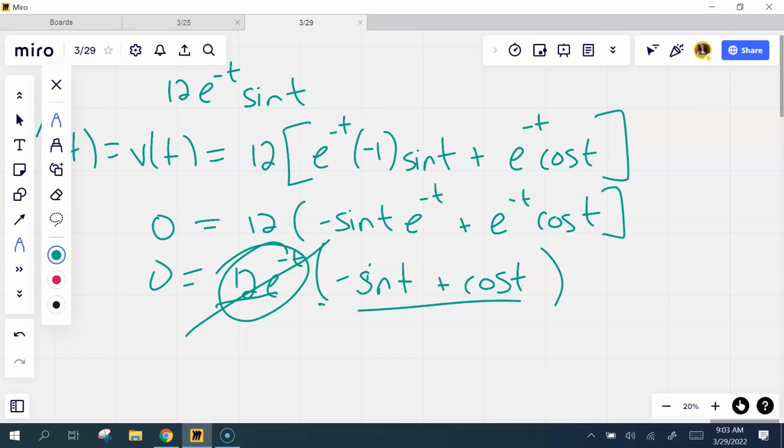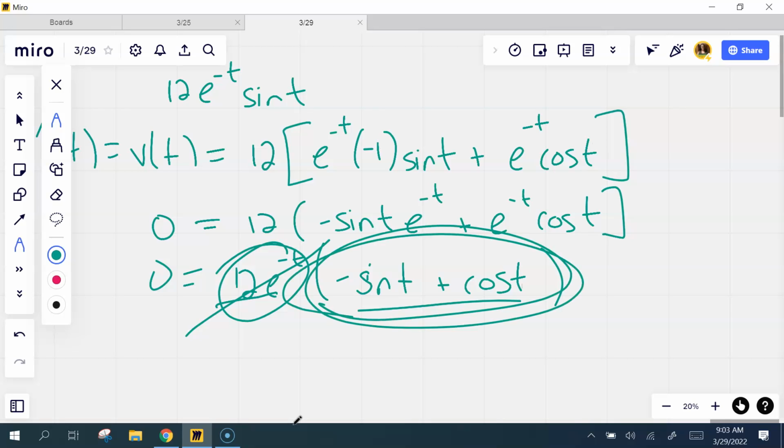Well, now I'm looking, when will that equal 0? When they equal each other. So where on the unit circle do they first equal each other? Pi over 4. Done. Does that make sense how we reason through that?